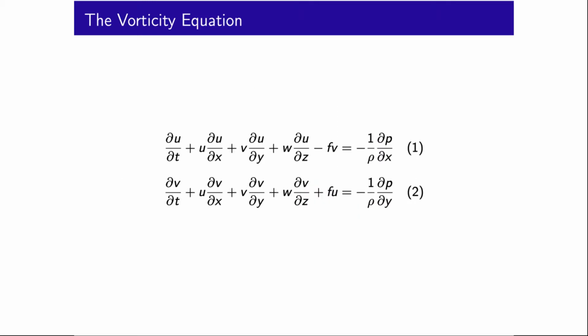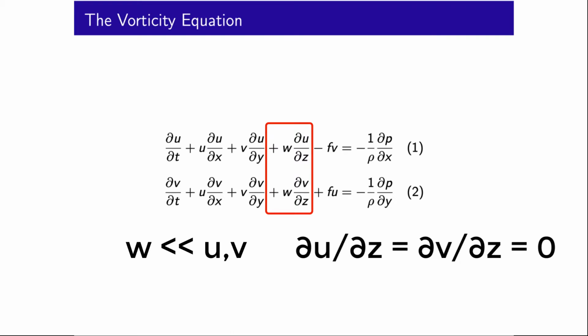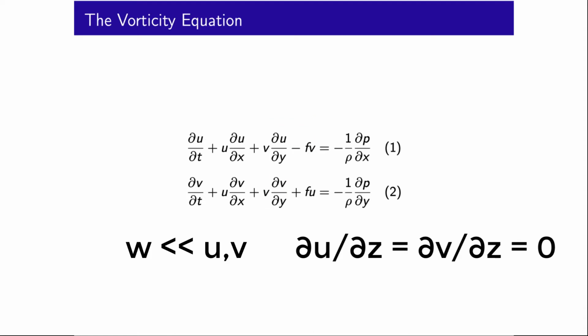The first terms we can get rid of are these two: vertical velocity times the vertical shear, or the vertical gradient of the horizontal flow. We can do this because we are assuming the vertical velocities are small, or that the Taylor-Proudman theorem is in effect. Either way, we are only interested in the horizontal velocities within this thin, wide flow.